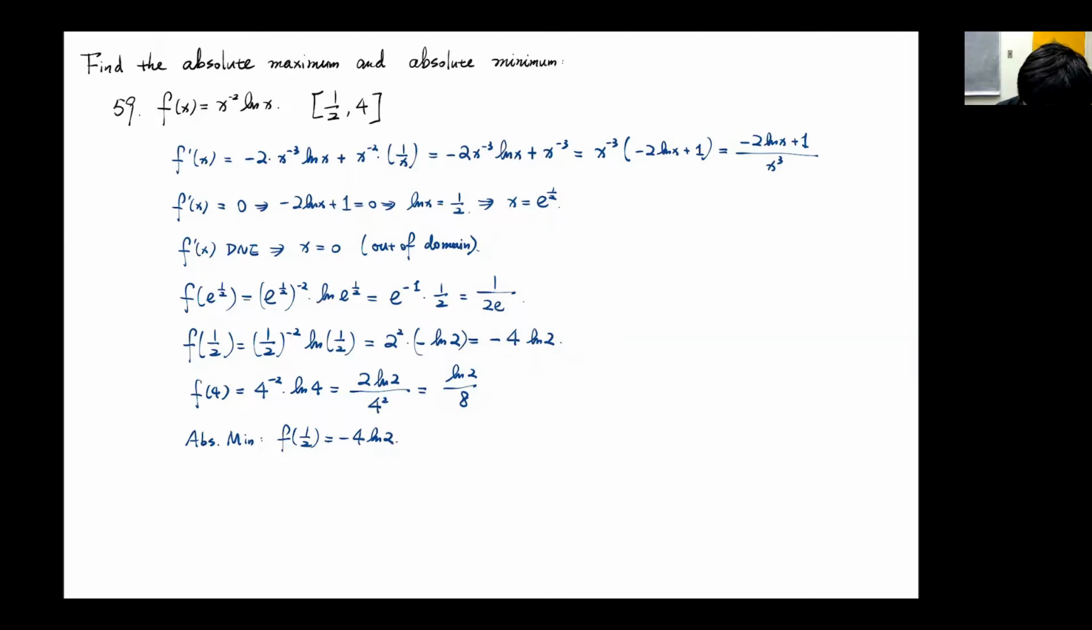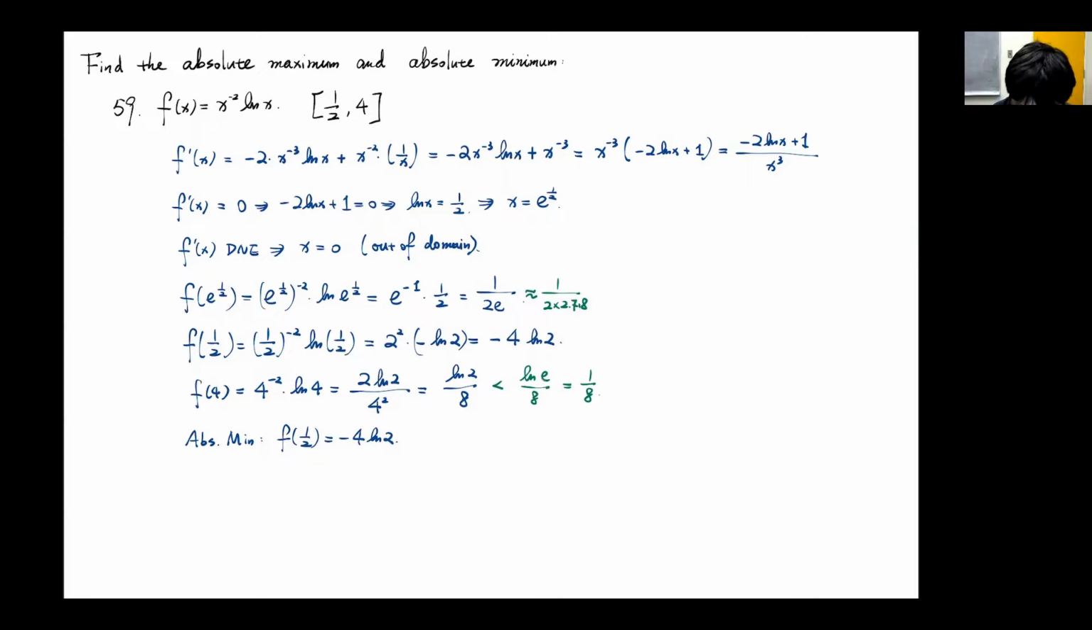So first thing you need to notice is that natural log of 2 is going to be smaller than natural log of e over 8. So that will be smaller. This is going to give us 1 over 8. On the other hand, 1 over 2e will roughly be 1 over 2 times 2.718. So this is the rough estimate of e over here.